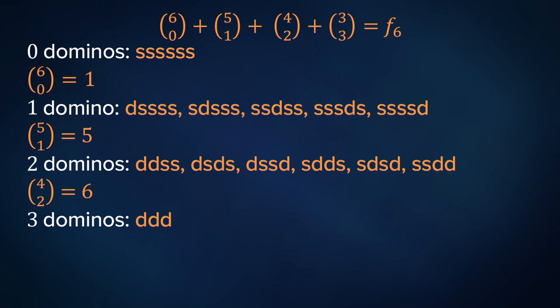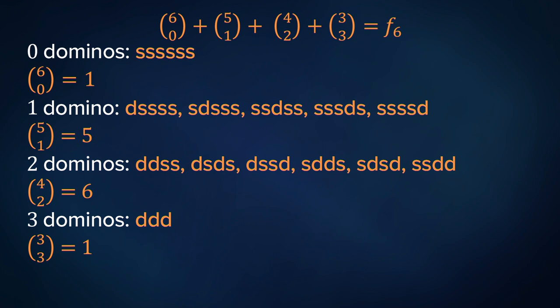Finally, if a tiling of length 6 has 3 dominoes, then there are no squares, right? There's just 1 tiling, namely domino, domino, domino. And notice that 3 choose 3 is 1. Thus, we've shown that the number of length 6 tilings with 0, 1, 2, and 3 dominoes is respectively 6 choose 0, 5 choose 1, 4 choose 2, and 3 choose 3.